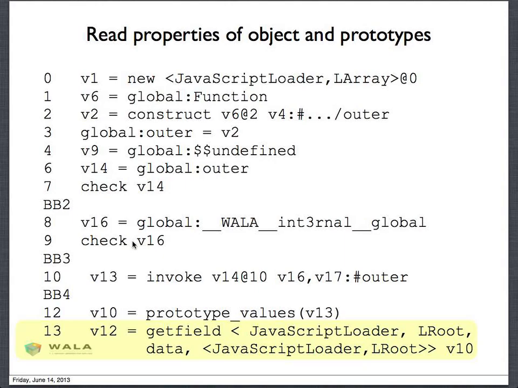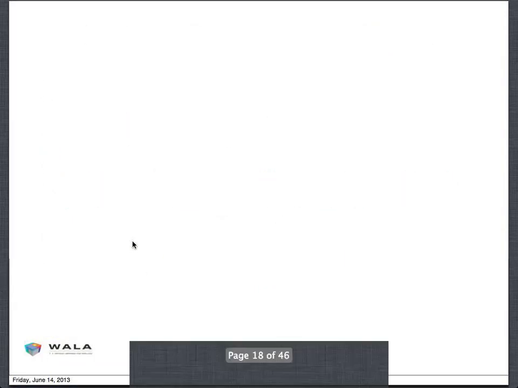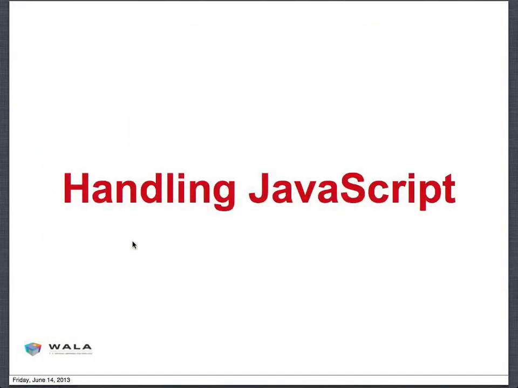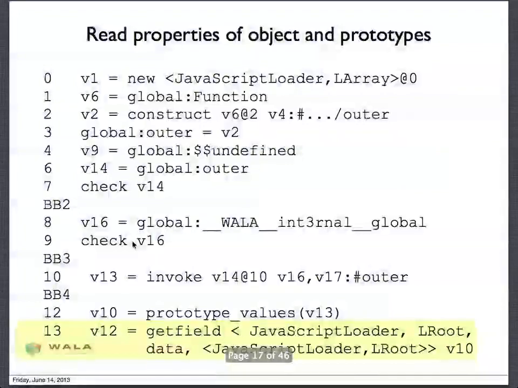So again, this is a conservative model. We're not trying to do some analysis to figure out when a particular property might be definitely assigned, so there's no need to reference the prototype chain. It's not doing that. So now, that's a quick overview of most of the kinds of IR statements that you're likely to see. Now, please feel free to interrupt me anytime.